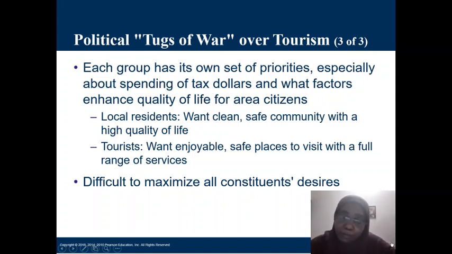At the end of the day, we can only conclude that it is difficult to maximize all the constituent desires. In an attempt to fulfill one, you realize that another will be affected. At times, when you are trying to fix something, another thing crops up. That is just the implication of having different constituent groups with different interests. So it's going to be difficult to maximize all the constituent desires.